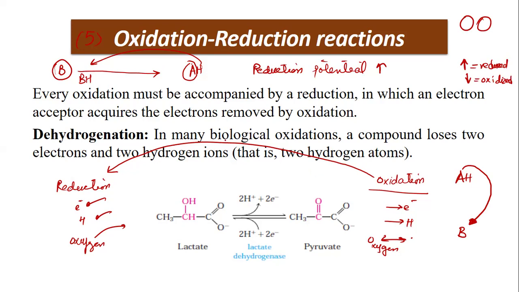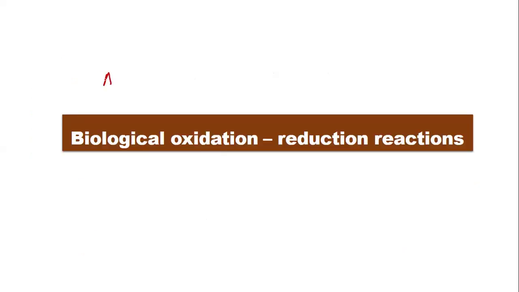Inside living organisms, mostly the oxidation reduction reactions involve removal of hydrogen or removal of electron. And one of the most common types of oxidation reduction reactions in biological systems is dehydrogenation, which means that if a species is going to be oxidized, it will release molecular hydrogen, two hydrogen atoms, in the process of dehydrogenation.